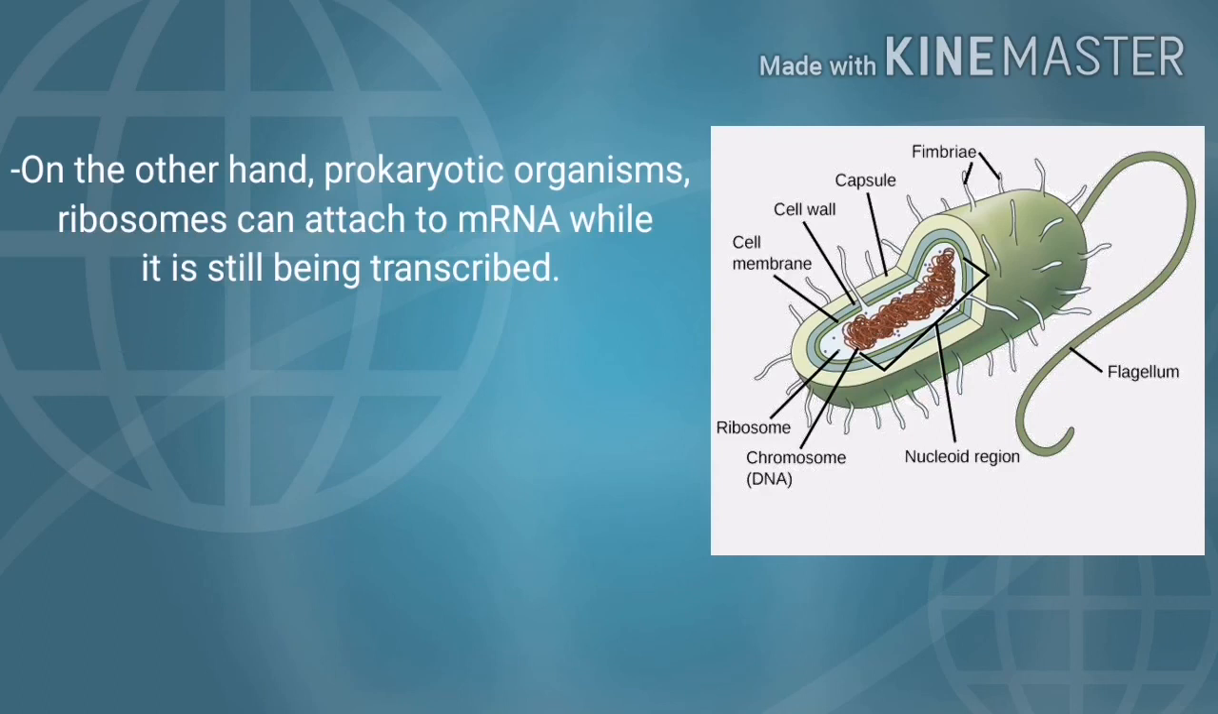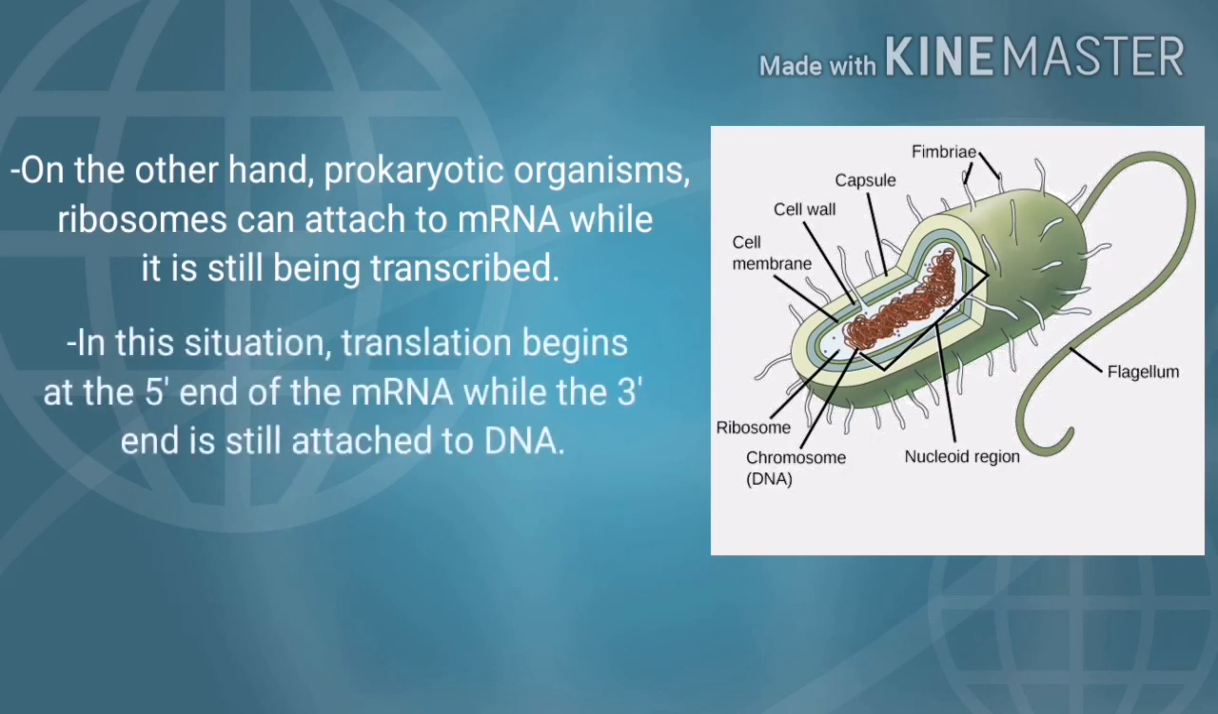On the other hand, in prokaryotic organisms, ribosomes can attach to mRNA while it is still being transcribed. In this situation, translation begins at the 5' end of the mRNA, while the 3' end is still attached to DNA.